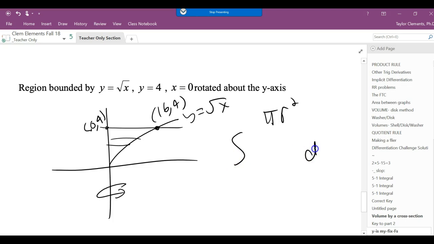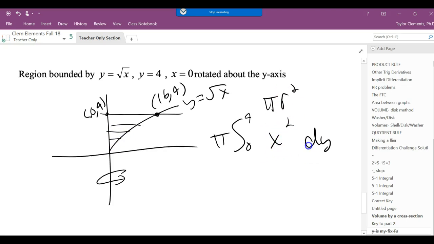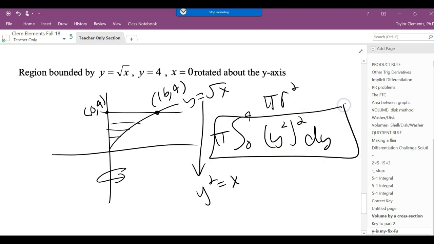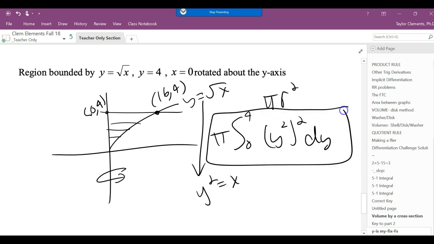So horizontal, it's dy, 0 to 4, pi up front, r squared, that would be, well, the r each time is just this x value. But we don't want that, we want something with y, so use this to give you y squared equals x. So it would end up being y squared, squared. Right. So I'll do that. Okay.